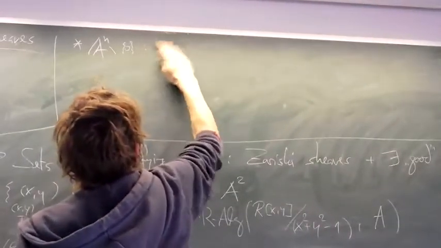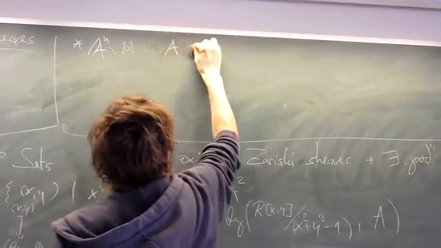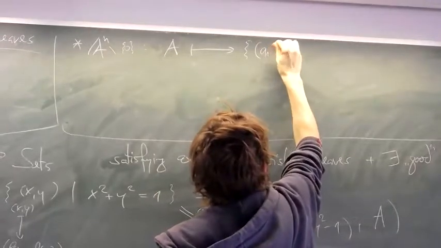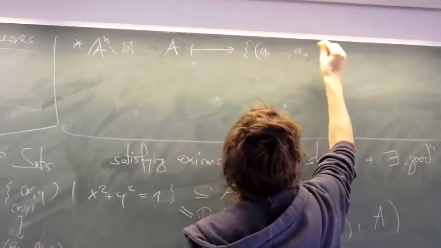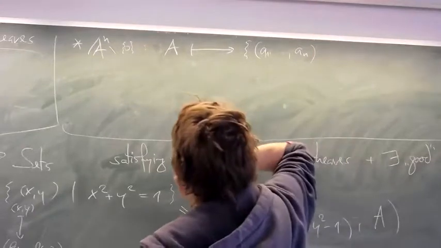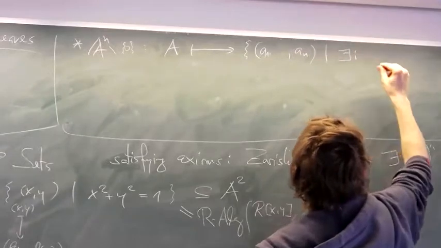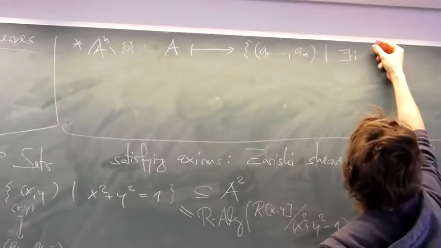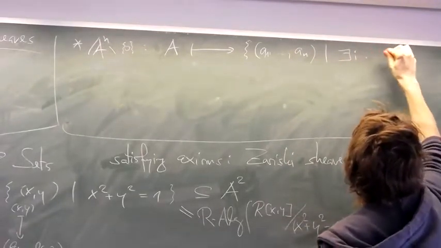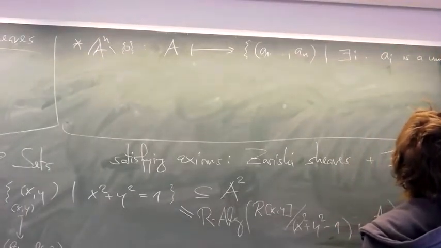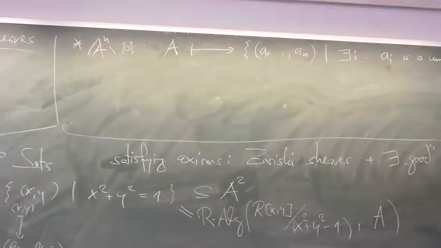So I want to send an R-algebra A to the set of n-tuples such that one of these is a unit, but this is not a Zariski sheaf, and I'll tell you why, not what that means. So we take the Zariski sheafification, then it becomes a scheme.